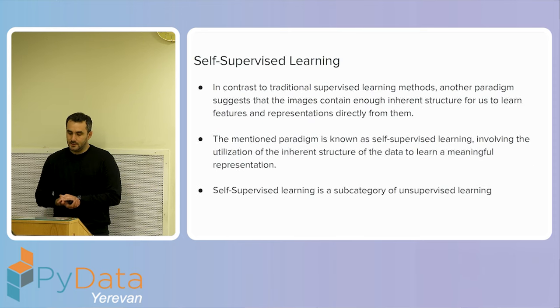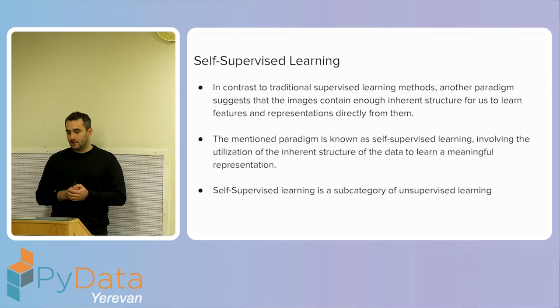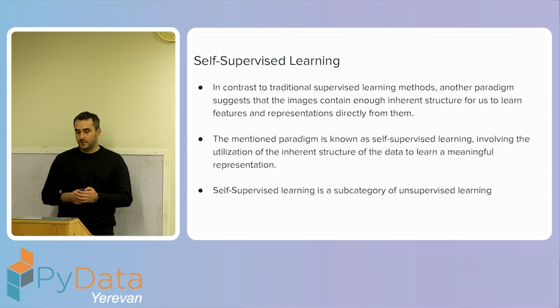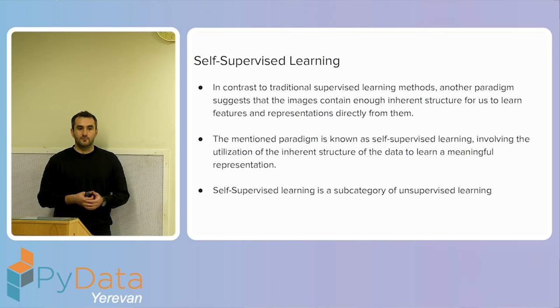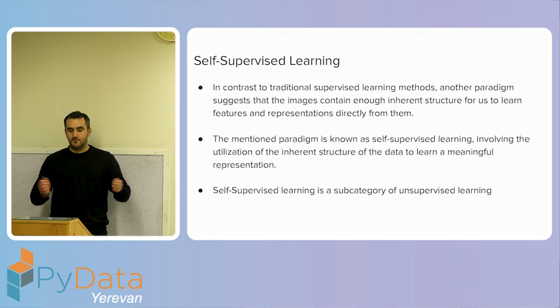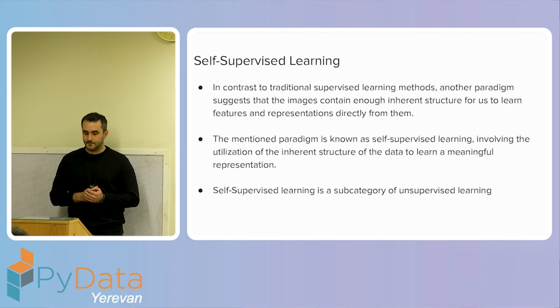But actually, the traditional supervised learning methods assume that you have a data set and each data point has its label. Now there's a paradigm saying that the images contain enough information that we can take meaningful representations from them. Basically, without labels, the image contains a lot of information, and we can try to use this information, find a good feature representation, and use it later. This paradigm is known as self-supervised learning. It's actually a subcategory of unsupervised learning, but since recently it got very popular and big, it got its own name called self-supervised learning.